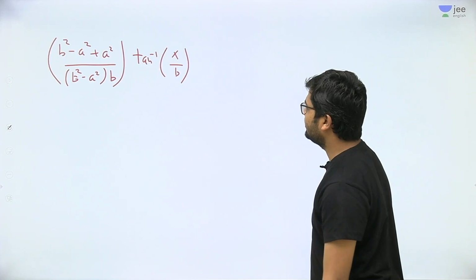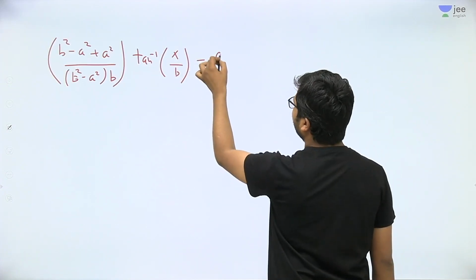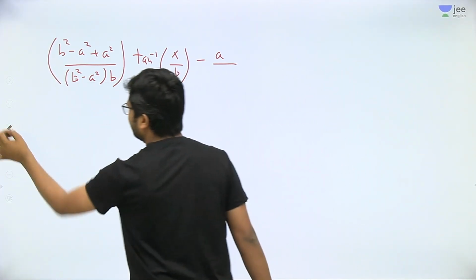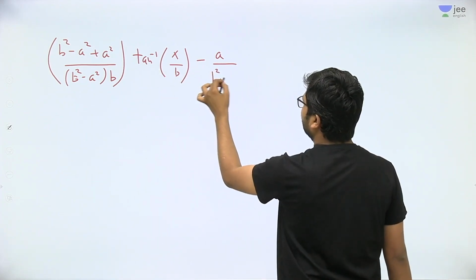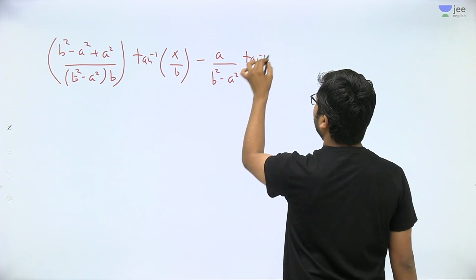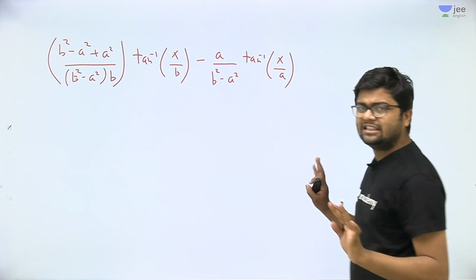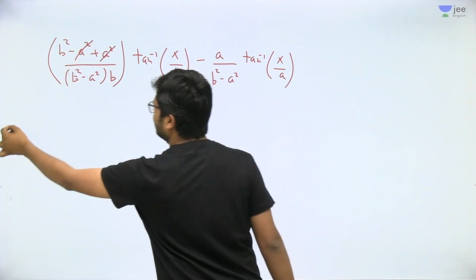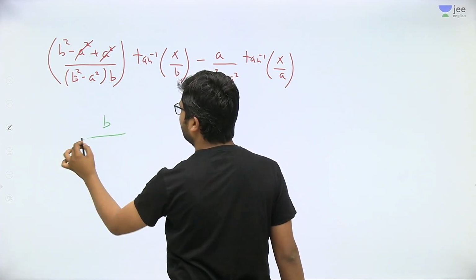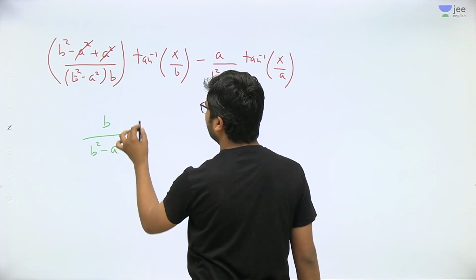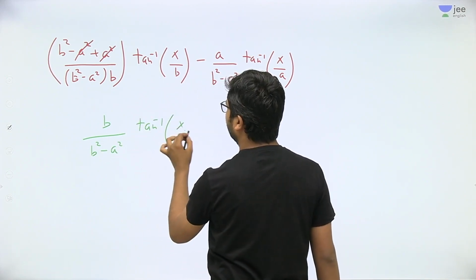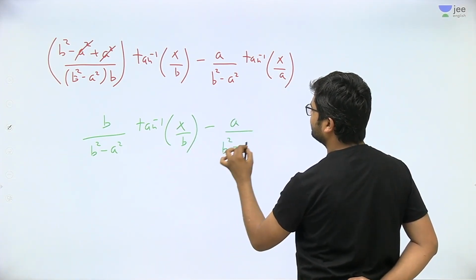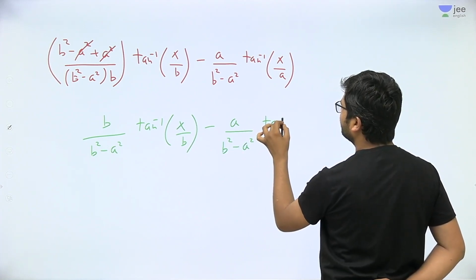And here what is written, it will be minus a upon b square minus a square tan inverse of x upon a. A bit calculative question, but a very easy question, and you must know this type of manipulation. And you know, a square cancels, b gets cancelled. So the final equation will look like this: b upon b square minus a square into tan inverse of x upon b. That is okay with everyone? Minus a upon b square minus a square into tan inverse of x upon a.